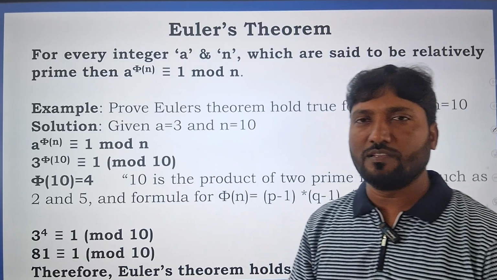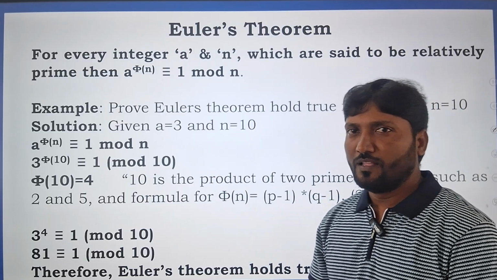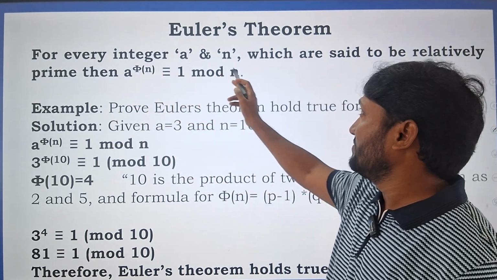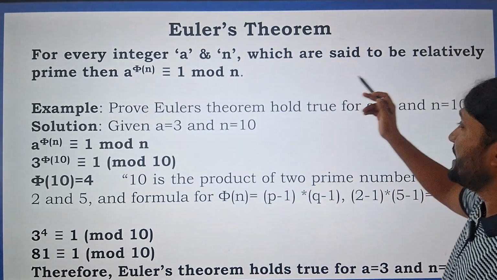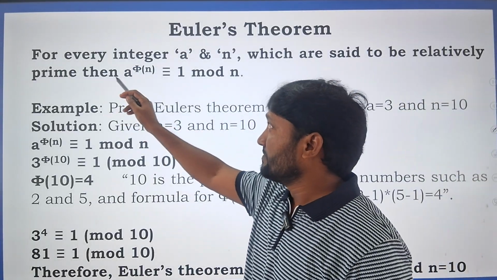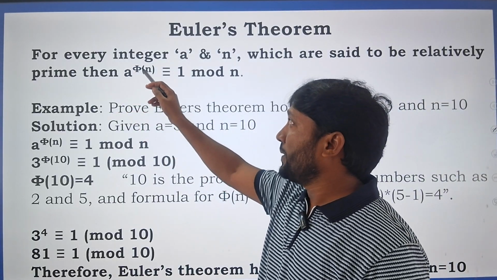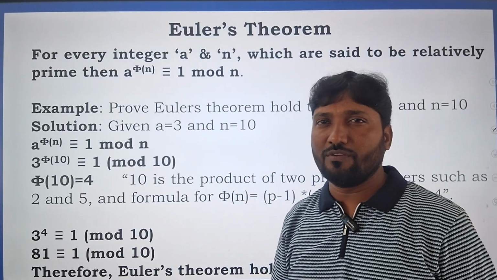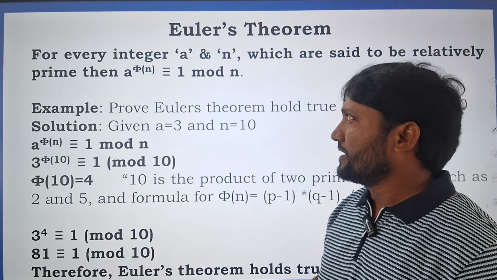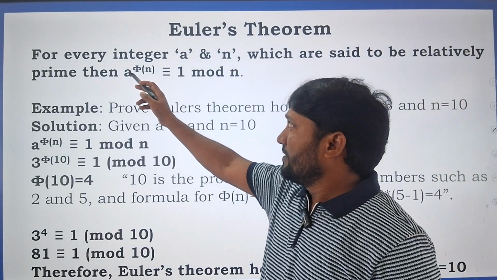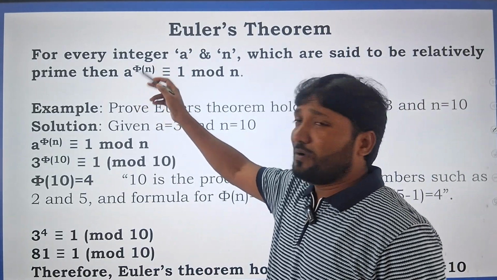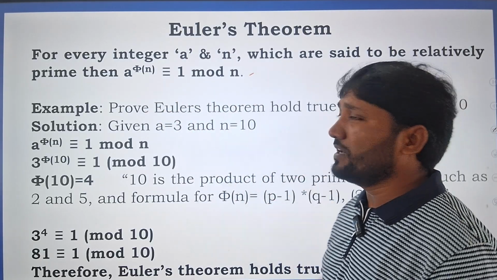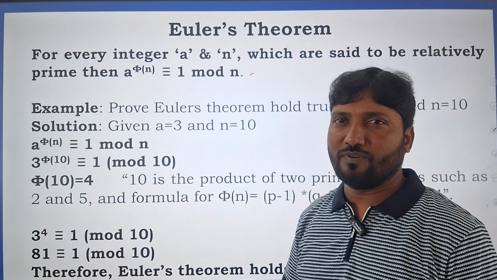Okay, now let us discuss what Euler's theorem is. For every integer a and n which are relatively prime, a to the power of phi of n is congruent to 1 mod n. That means if the values a and n are given, then a to the power of phi of n is congruent to 1 mod n, both are equal. So this is called Euler's theorem.